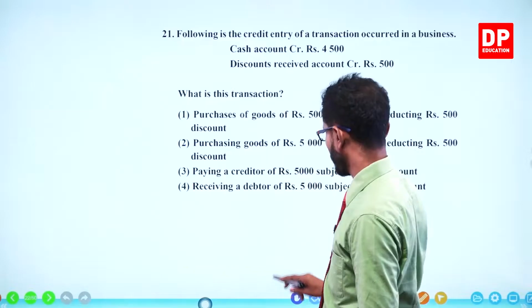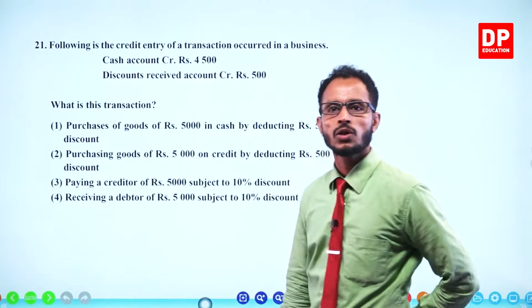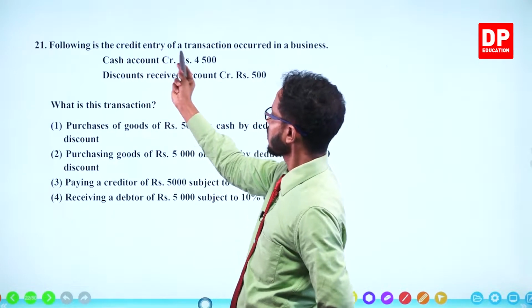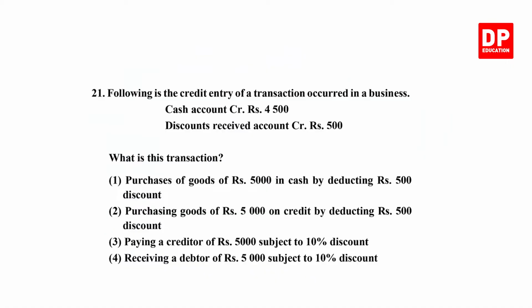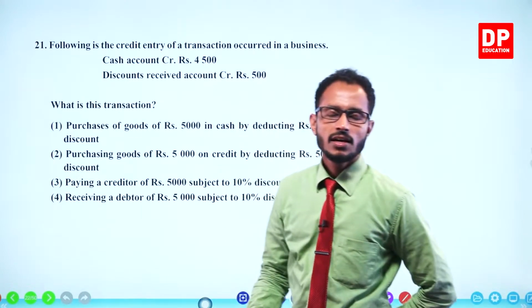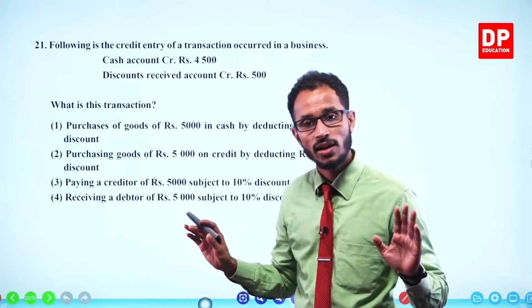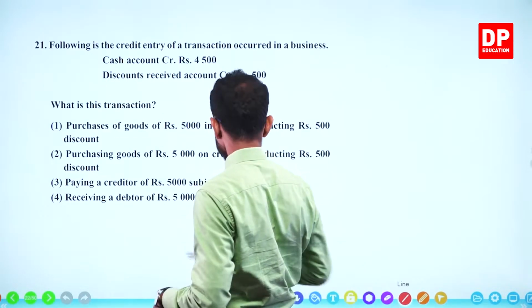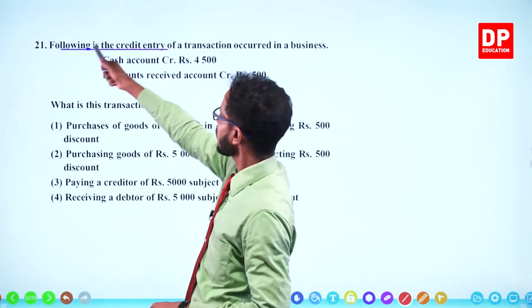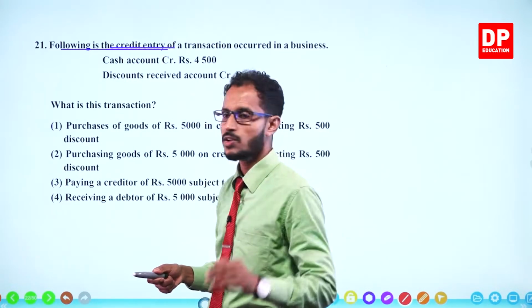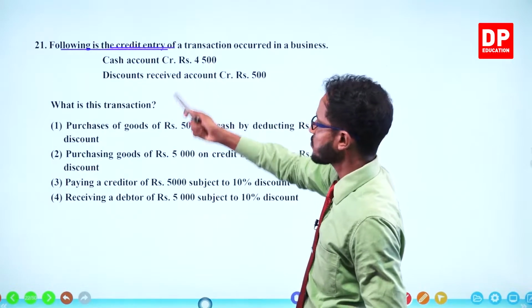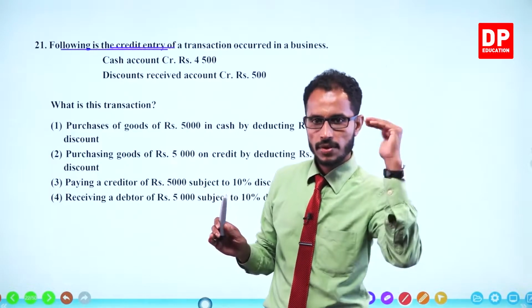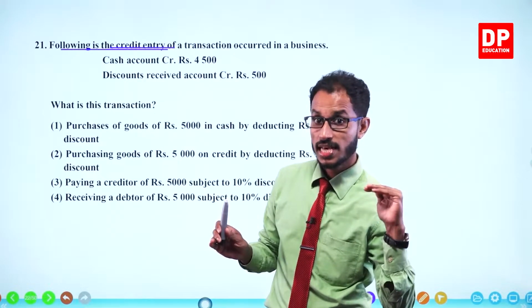Okay. Next, the 21st transaction. Following is the credit entry of a transaction occurred in a business. All right, they have given the credit entry only. Cash account credit 4,500, which means cash has gone down. For some reason, cash has gone down, because when cash goes down, cash is credited.